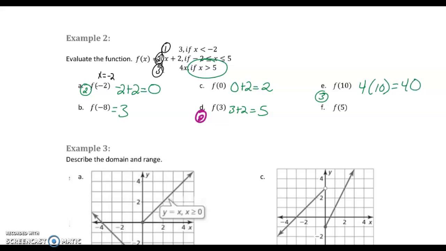Okay, and last but not least, which function would work for f of 5? All right, function 2 would, because it says x is, if you look over here, less than or equal to 5. Well, equal to would work. Equal to 5 would be good. So it's function 2. Plug in 5, x plus 2. 5 plus 2 is 7.